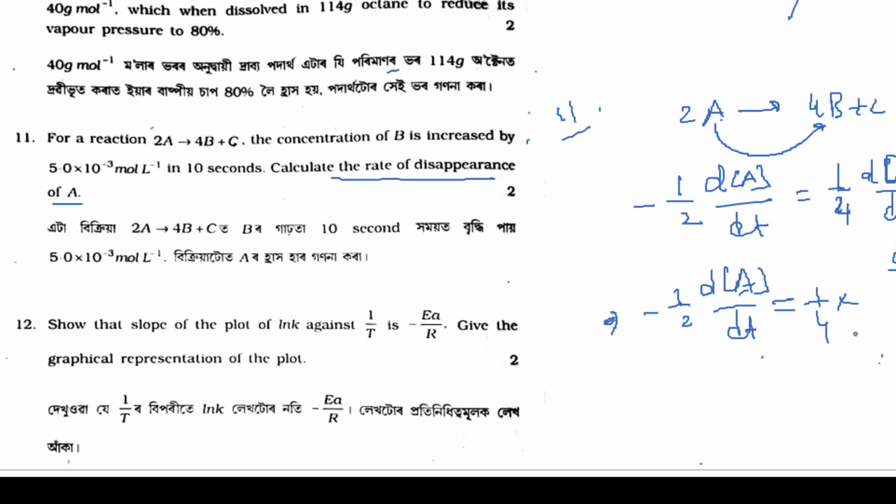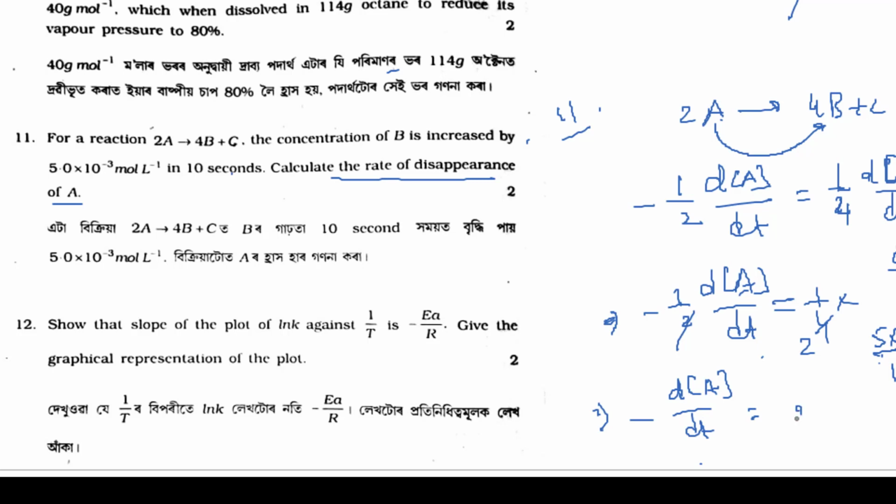Here I have 5 into 10 to the power minus 3 divided by dt. dt is 10 seconds, so divided by 10. Okay, very simple. Now you have to solve this portion and find the value of dA by dt. I am not doing the solving part thoroughly because of the time factor. Now you solve and you will get the result.